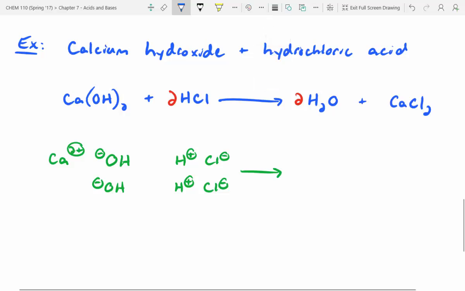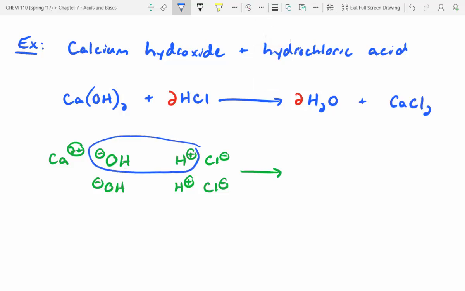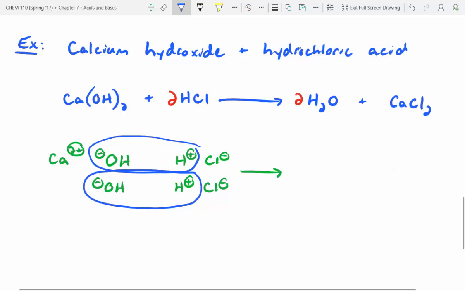So really all we're going to do is say, all right, these can combine to form 1 water molecule. These can combine to form our second water molecule. That gives us 2 waters. Right, those were the ones we circled, and that leaves us left over with 1 calcium and 2 chlorines. That's our calcium chloride. So CaCl2.